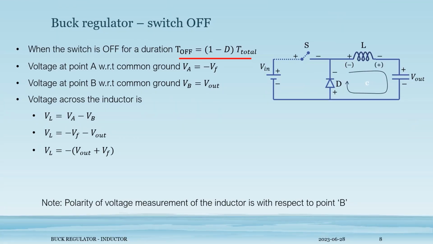Let the switch be turned off. Consider 2 points A and B on either side of the inductor. The voltage at point A is given as minus Vf, and at point B the voltage is Vout. These voltages are with respect to the ground point. Now, the voltage across the inductor can be written as VL is equal to VA minus VB. Let us now substitute VA and VB. On substituting these values at point A and point B, we get VL is equal to minus of Vout plus Vf.